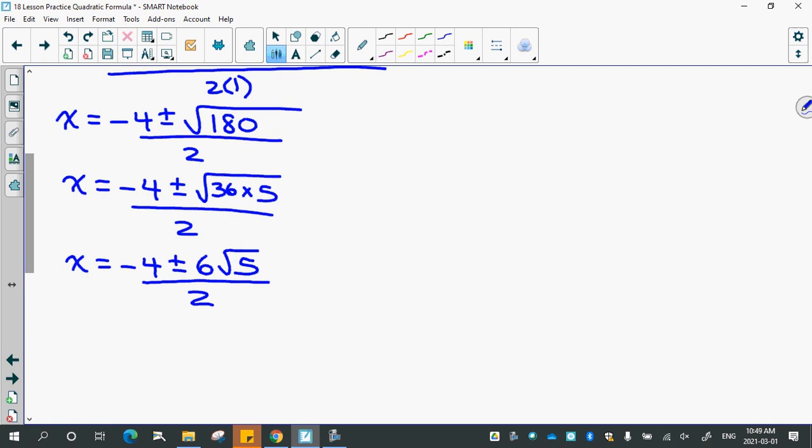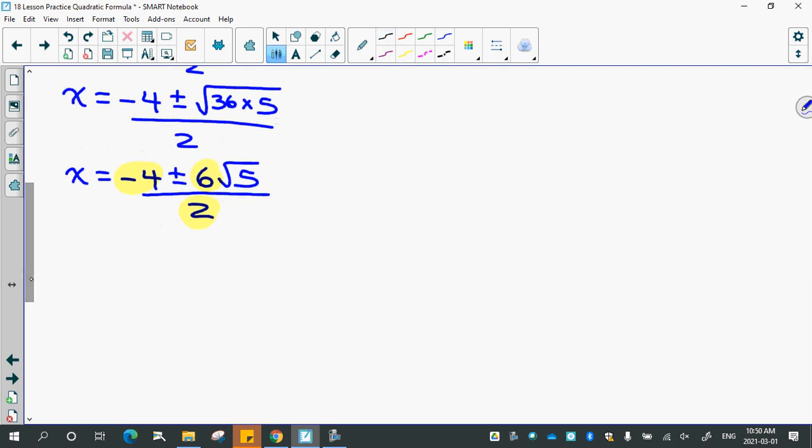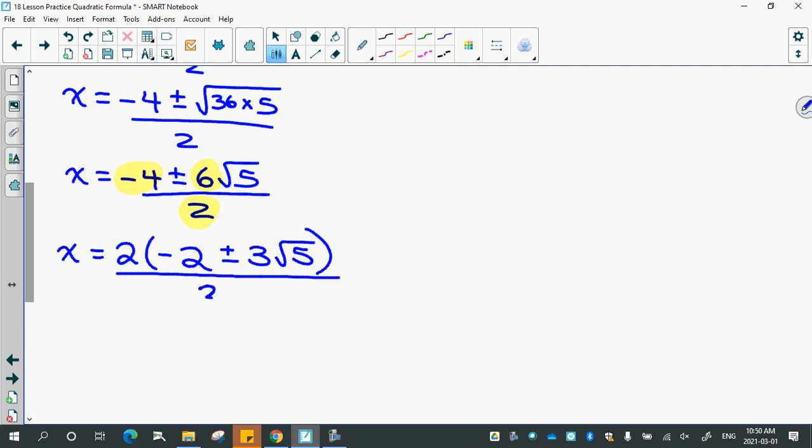So now is where I look at my 3 numbers and decide whether they have a factor in common. Yeah, I'll have 2 in common, so I'm going to factor out 2 in the numerator, because it's going to divide out with the 2 in the denominator. Okay? So then I have negative 4 divided by 2 is negative 2, plus or minus 6 root 5 divided by 2 is 3 root 5, all over 2.